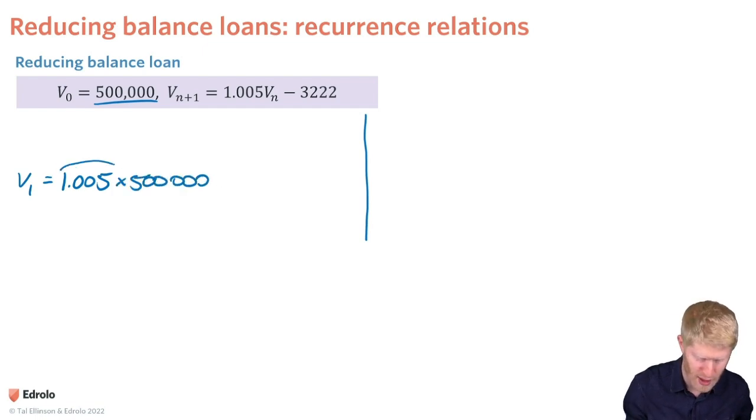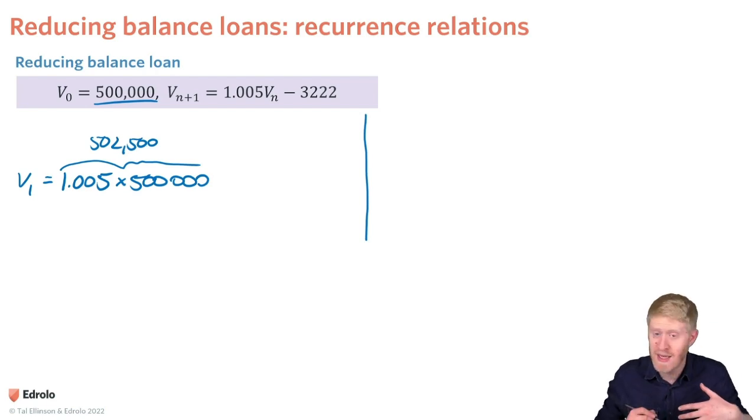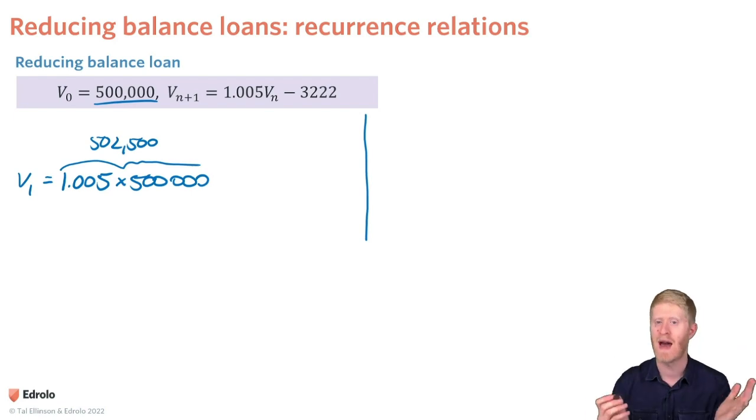Now, if I just worked out what that calculation would be, it would be $502,500. Okay, so what's that? That is the amount of money that I owe. We're continuously, in the reducing balance world, calculating how much money I still owe to the bank. So at the end of the first month, I'm charged interest. The bank is giving me a fee for letting me borrow the money. I'm now having to owe $502,500.